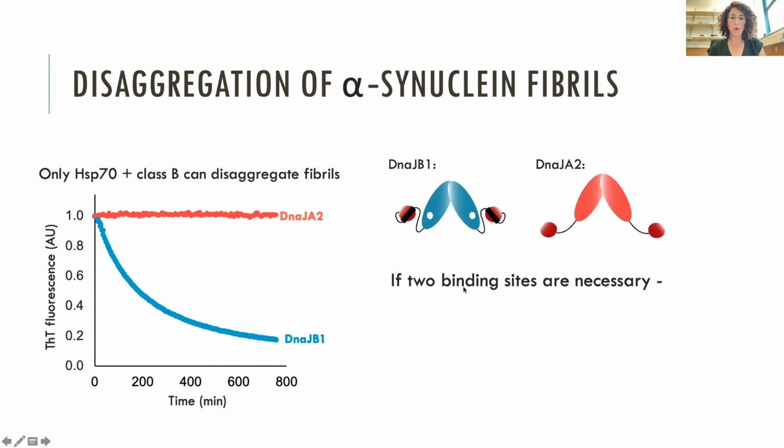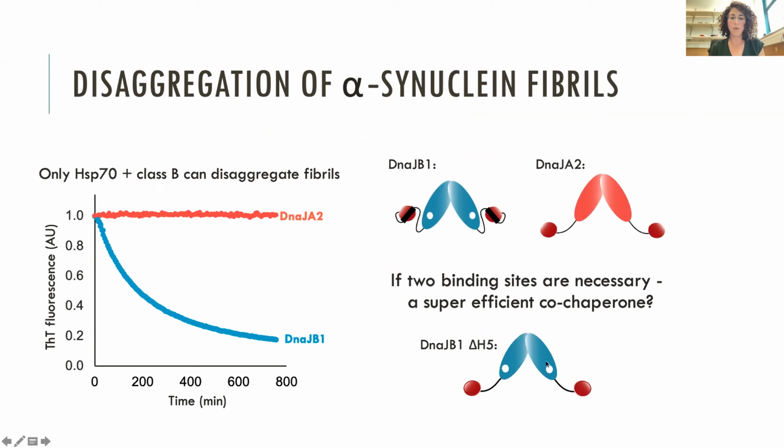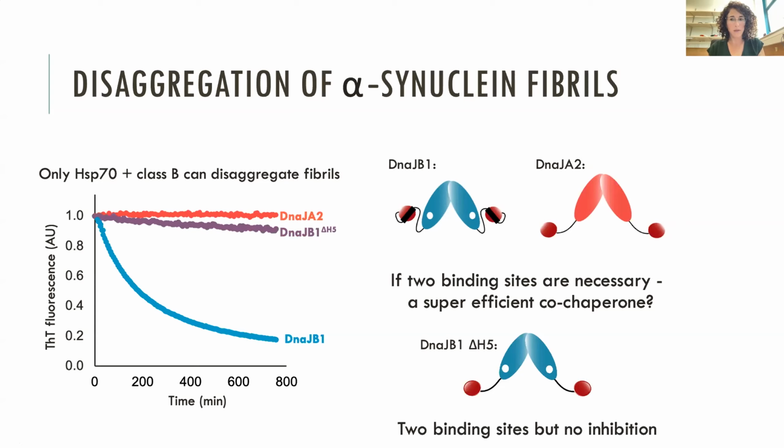interacting regions. So if 2 binding sites are necessary, we thought maybe we can generate some super efficient co-chaperone. And we generated a mutant that has 2 binding sites for HSP70, just like DNAJB1, but no intramolecular inhibition, like DNAJA2. So kind of like a hybrid. And we were expecting this one to be very efficient in fiber disaggregation. But when we added it with HSP70 to fibers, we saw that there was actually almost no disaggregation. So it performed very similarly to our class A.